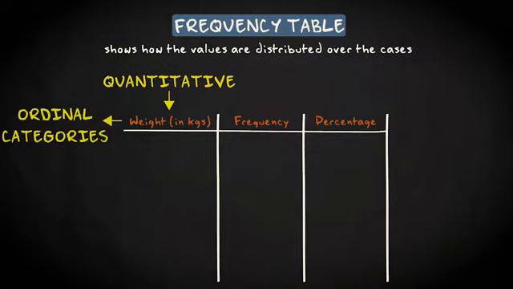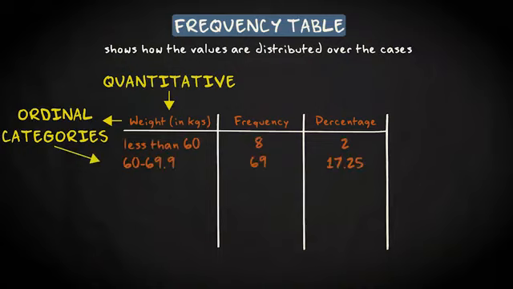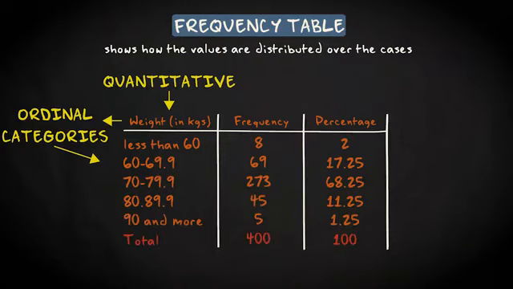What researchers usually do to solve that problem is building new, ordinal categories by using intervals. You could say, for instance, that the first category contains those players who weigh less than 60 kilograms. The second, those who weigh between 60 and 69.9 kilograms. The next one between 70 and 79.9. The following one between 80 and 89.9. And the final one, 90 and more kilograms. This way you lose information, but the advantage is that you get a much better overview.